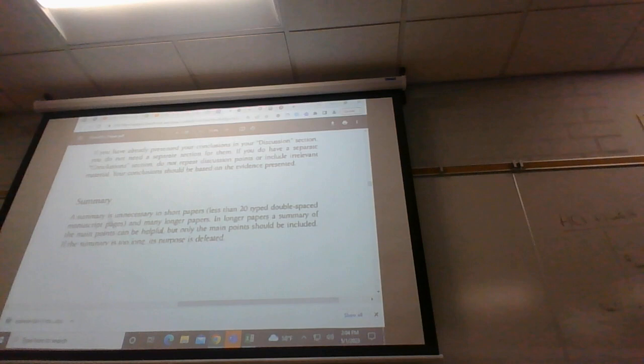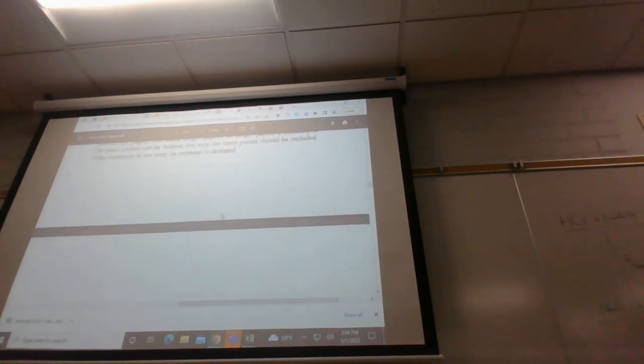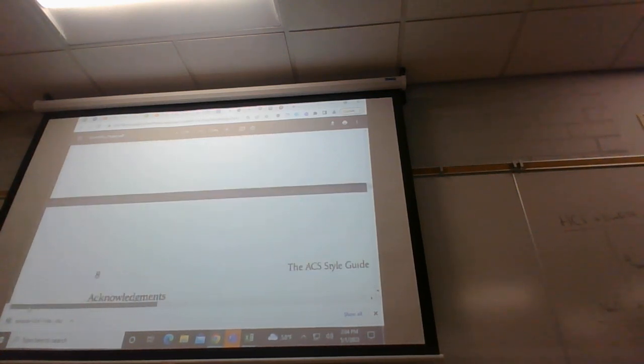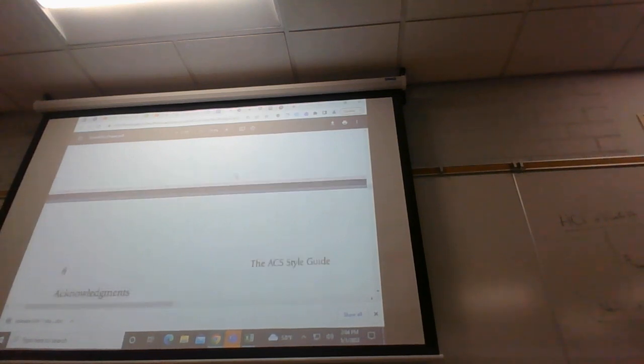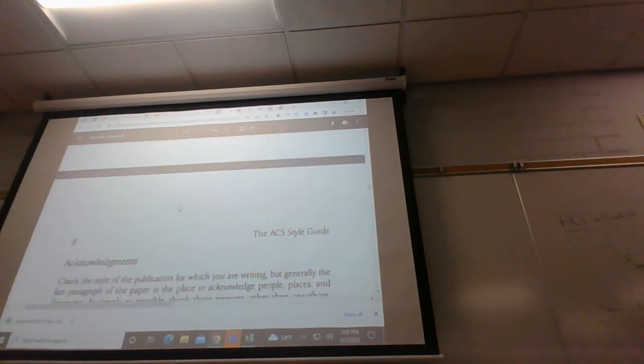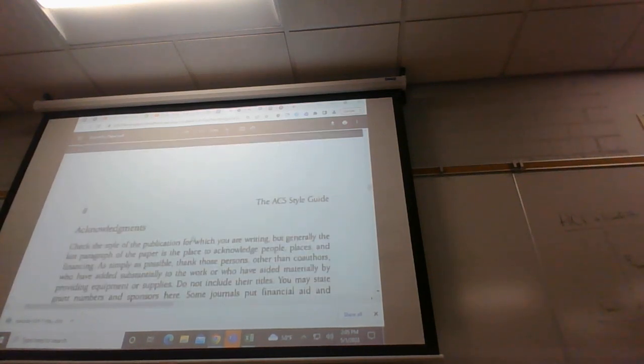Summary is also not necessary. Summary is unnecessary in short papers, less than 20 pages. So we're not going to do a summary. So the paper is pretty much going to end with the discussion section, and the conclusion is going to be tacked on as a sentence or two or three at the end of the discussion.